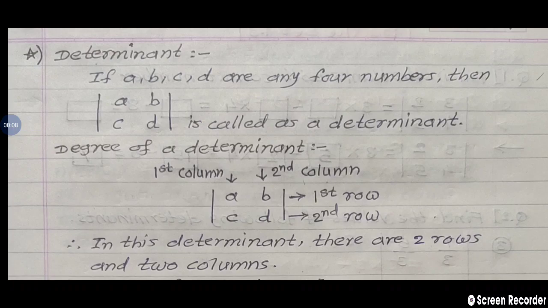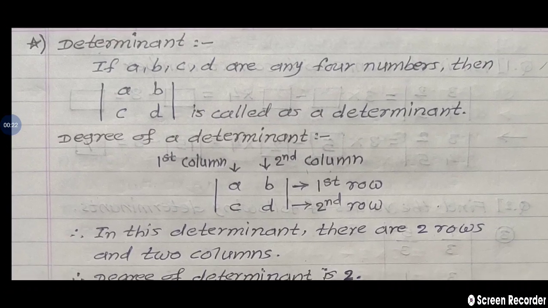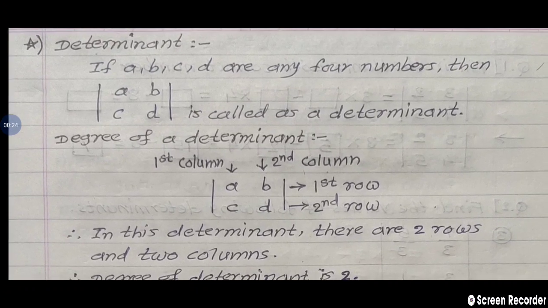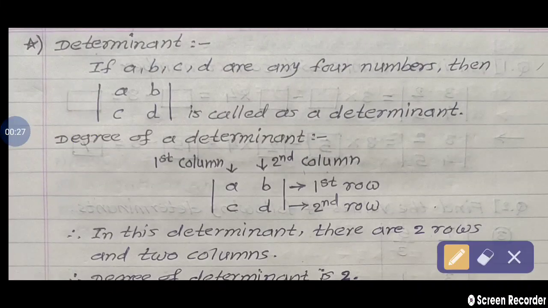Today we will continue to learn about the first lesson in Maths 1, that is linear equation in two variables. Our next point is determinant. If A, B, C and D are any four numbers, then we write them in this pattern. This is called a determinant, and four numbers present in this manner, A, B, C, D, is called a determinant.